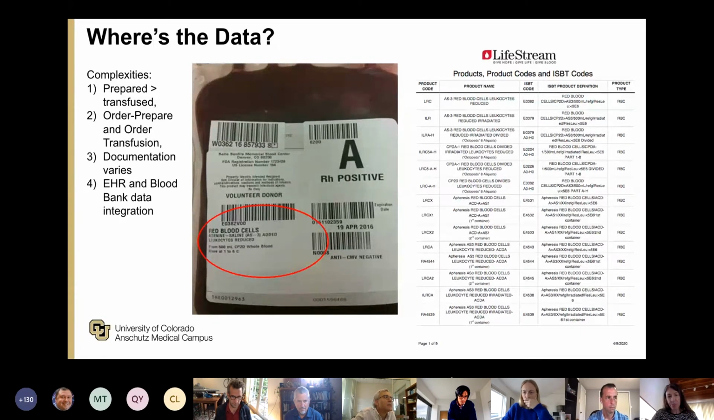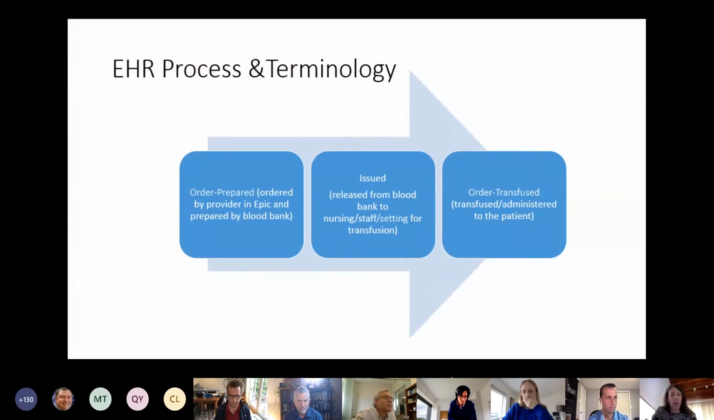So when we looked at this, we really had to go back to the beginning, and we had to look at the orders and say, okay, how does the order get initiated? Where does the order go? So the order prepared generally goes to the blood bank. Then the blood product is issued, which means it's released from the blood bank and is usually sent to nursing staff or the setting where the transfusion is going to occur.